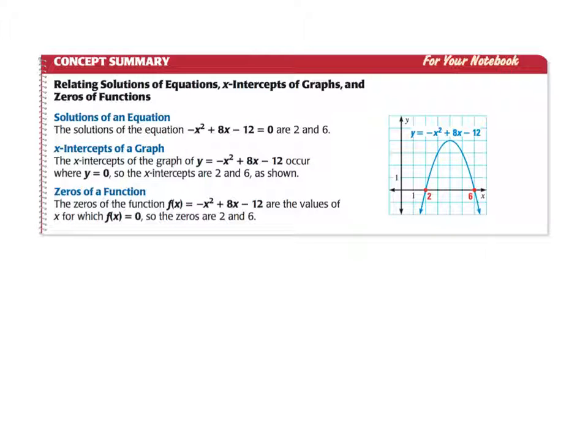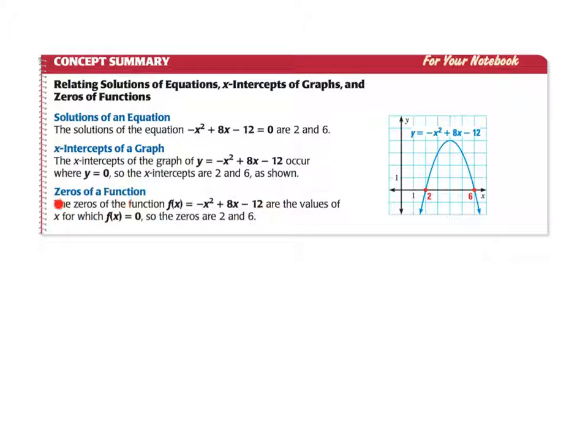So here's a concept summary that relates the solutions of an equation, the x-intercepts of graphs, and the zeros of functions. If you are asked for the solutions of an equation, that means you set your equation equal to 0 and you solve for x. So in this case, you would have to factor, and you get 2 and 6. If you were asked to solve it by graphing, you'd be looking for the x-intercepts of the graph. And again, you would still get 2 and 6 because that would be the place where it hits the x-axis.